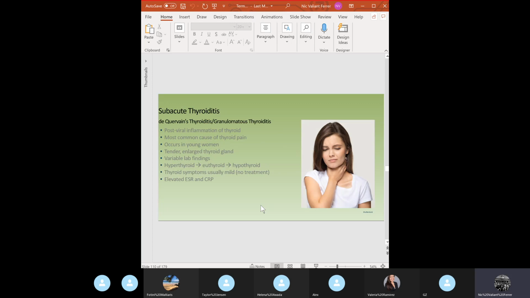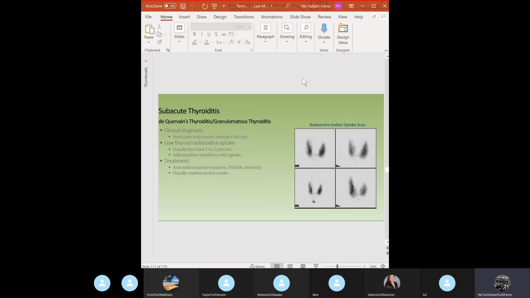Another form of thyroiditis is subacute granulomatous thyroiditis. Remember, it's a post-viral inflammation. So they have viral infection and then they develop this tender enlarged thyroid gland. Check ESR, erythrocyte sedimentation rate, and CRP. They usually increase. Why? These are the markers of inflammation in the body. If they're increased, it means there's an inflammatory process that's going on.